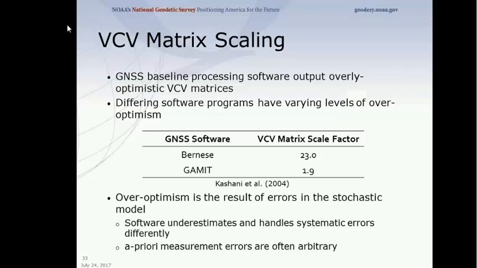And you see this all the time. Different software programs have different scales to their variances and covariances. There's a nice study done in 2004 where a guy processed a network in Bernese software and then in GAMIT, and he found drastically different scaling of the variances and covariances, as shown in that table on the slide. So you have to do something about that before you can just combine and adjust the networks.